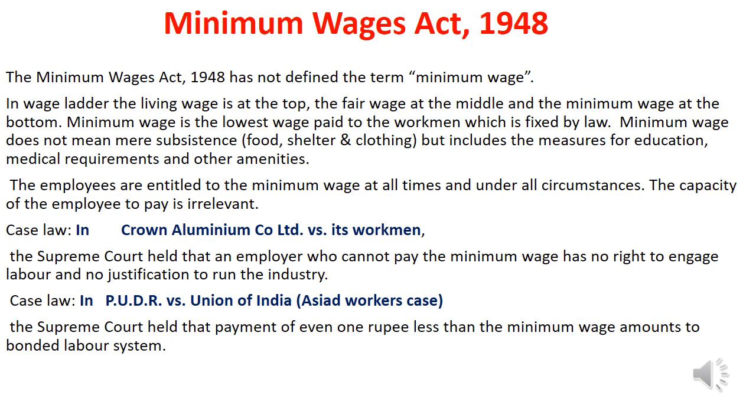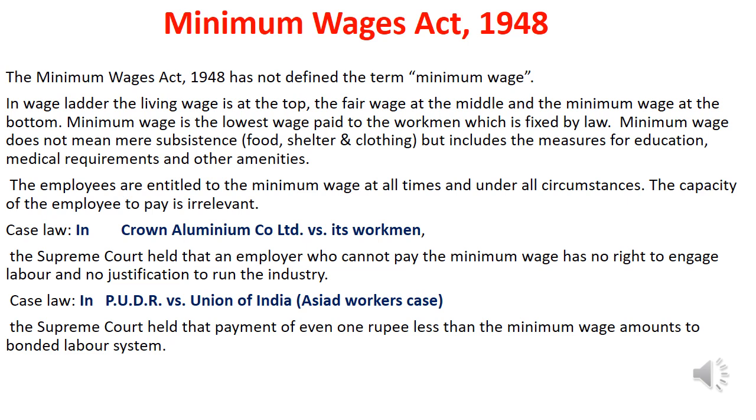We have two case laws in this. Crown Aluminium Company Limited versus Workman. In this case, the Supreme Court has clearly said that any employer who cannot pay the minimum wage has no right to engage the labor, and he has no justification to run the industry. Whoever is capable, whoever has the potential to pay minimum wages to the laborers, can only run the industry.